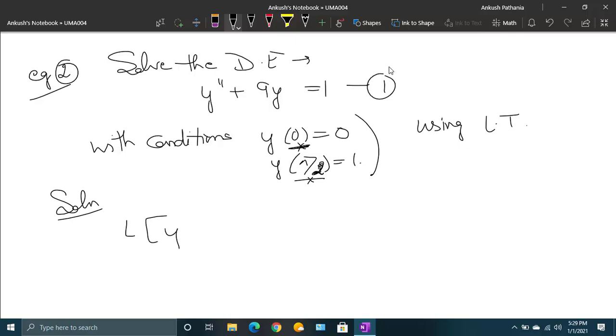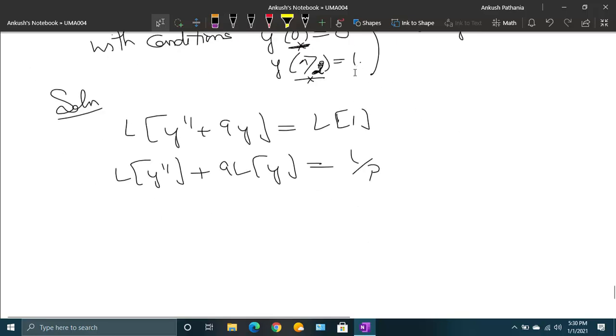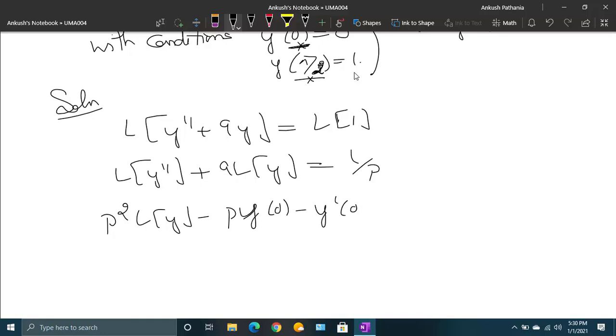So again you take the Laplace of both sides. We start as usual. Then this is Laplace of y double dash plus 9 times Laplace of y, and Laplace of 1 is 1 upon p. Now we use the formula for the Laplace of the double derivative: p squared Laplace y minus p times y(0) minus y dash 0. This is the formula that comes from here. Plus 9 times Laplace of y is equal to 1 upon p.